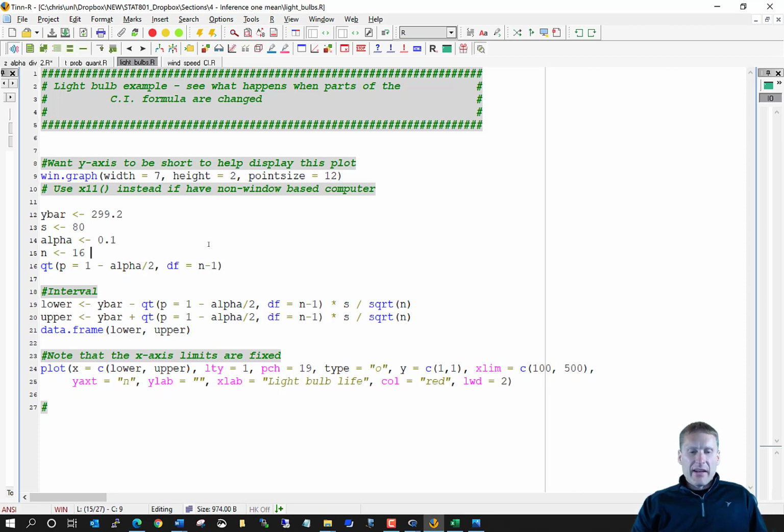Let's say instead of a sample size of 16, suppose I took a sample size of 160. For demonstration purposes, let's say my y bar was exactly the same, and my value of s was exactly the same. I'm still going to find a 90% interval. What's going to happen to this confidence interval? I want you to think about this both from an intuitive standpoint and also a mathematical standpoint. Let's look at the math part first.